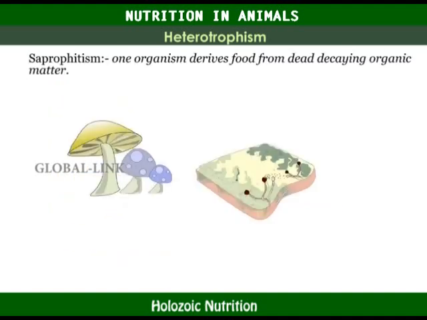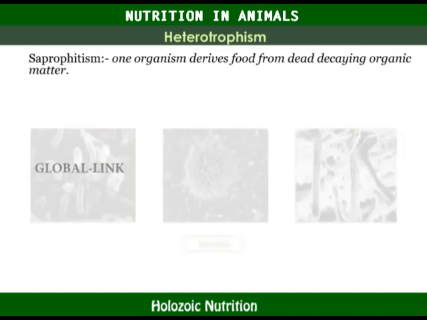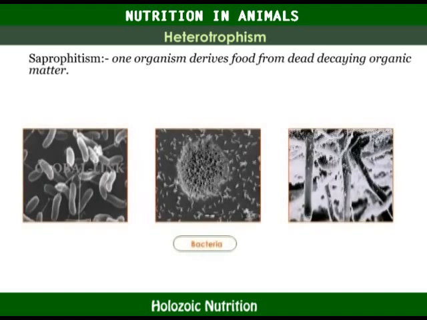Saprophytic mode is where organisms obtain food from dead, decaying organic matter of plants and animals. Examples include fungi like Rhizopus and mushrooms, and bacteria like Monotropa. These organisms release some enzymes that digest the dead organic matter, which is then absorbed through the body surface.